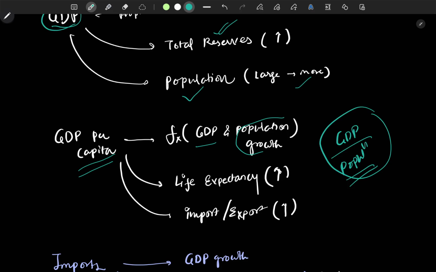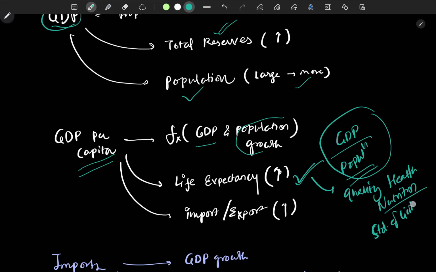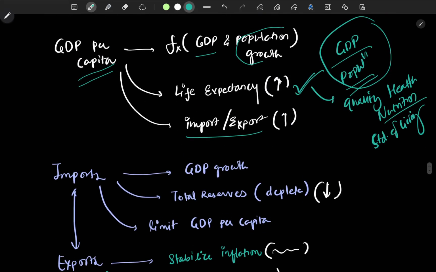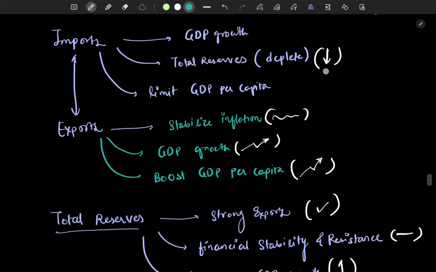So if GDP per capita increases, then life expectancy also increases, meaning people can buy quality healthcare, nutrition, better facilities and better standards of living. It also drives the import and export. Higher earning individuals would like to buy some very costly stuff from abroad. They increase the import demand, and they also fuel the demand, which will generate the economy.